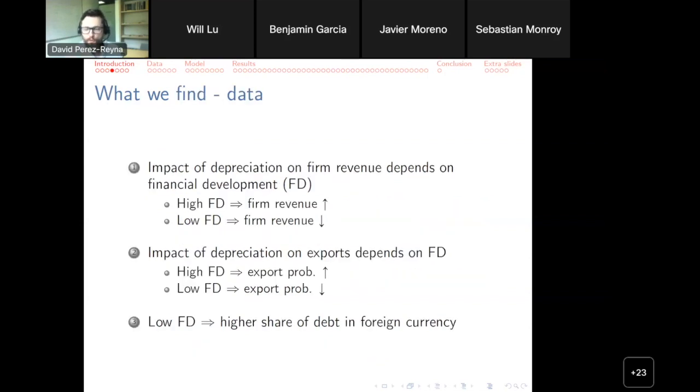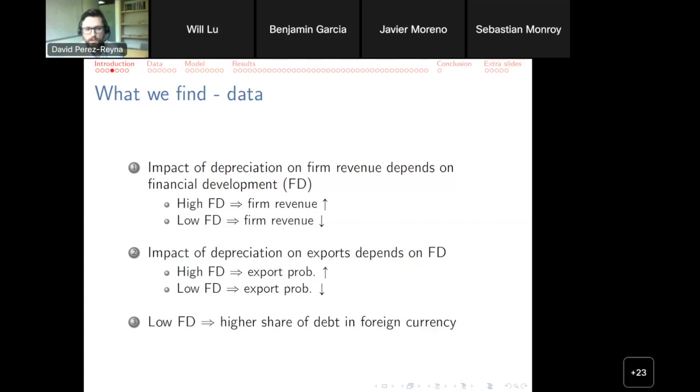In the data, what we're going to do is analyze firm-level data. So our main result is going to be the impact of depreciation on the firm revenue. And what we find is that this impact of a depreciation depends on the financial development of the economy. If a firm is located in an economy that is more financially developed, a depreciation is going to cause revenue to increase.